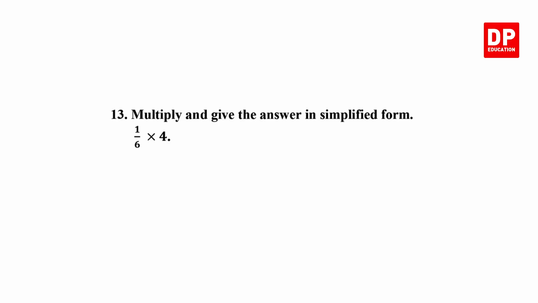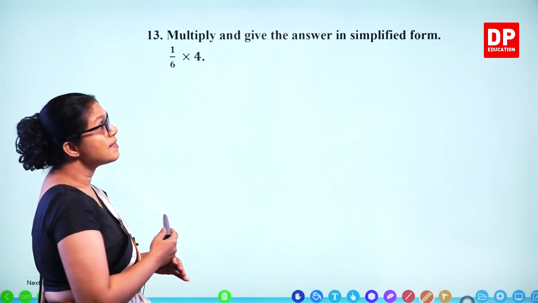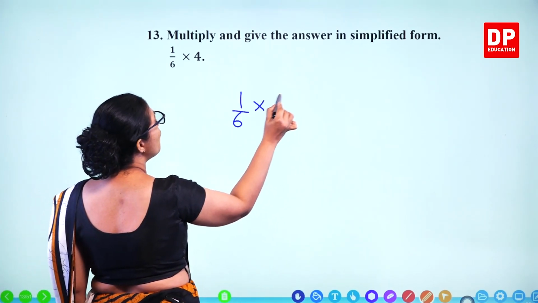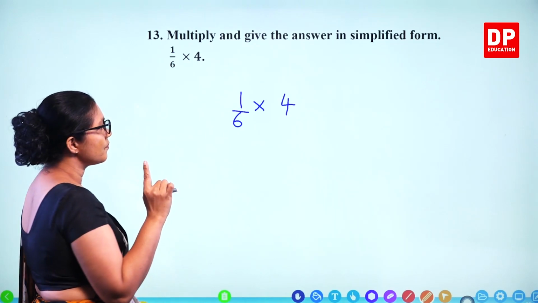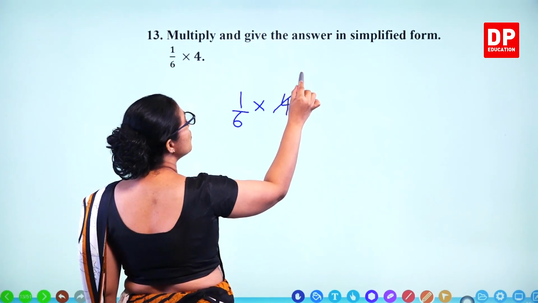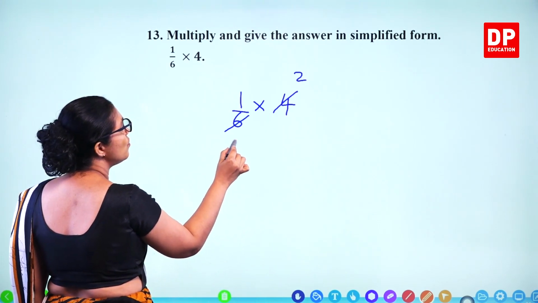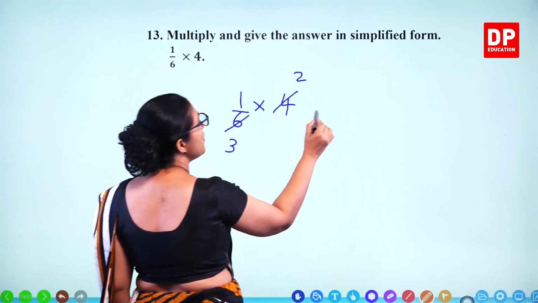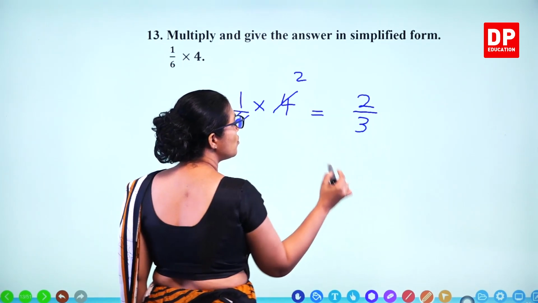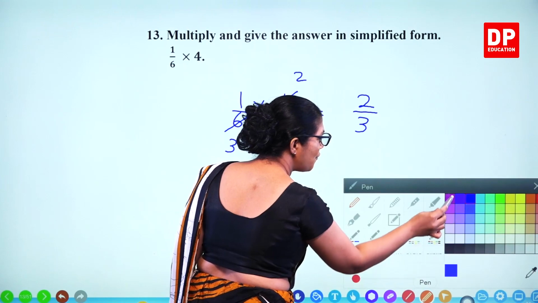Question number 13. Multiply and give the answer in the simplified form. 1 over 6 into 4. So you can divide by 2. Divide by 2, you get 2 here. Divide by 2, you get 3. So that means 2 times 1 is 2, and 3 is there. 2/3. That's the simplified form.